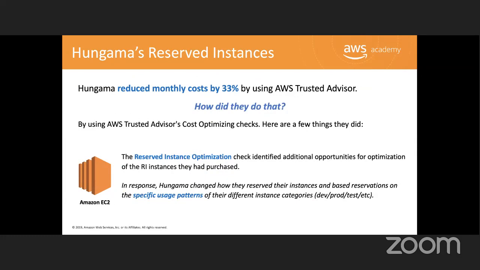On Hungama's reserved instances, Hungama reduced monthly costs by 33% by using Trusted Advisor. How did they do that? The reserved instance optimization check identified additional opportunities for optimization of the reserved instances they had purchased. Even though they purchased the reserved instances, they still could optimize that with Trusted Advisor. In response, Hungama changed how they reserve their instances and based reservations on their specific usage patterns of their different instance categories: development, production, test, etc. Right?